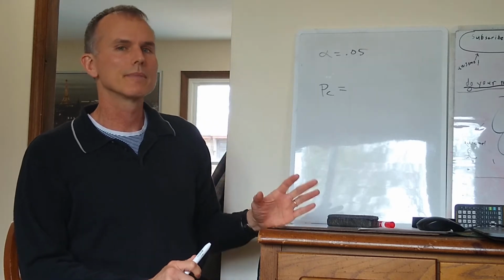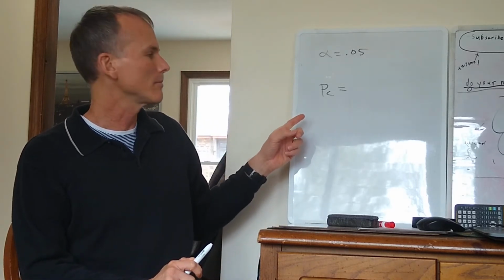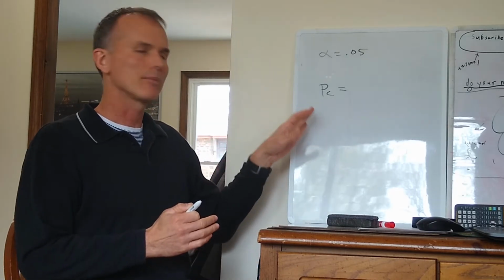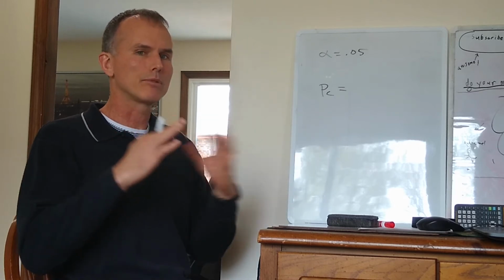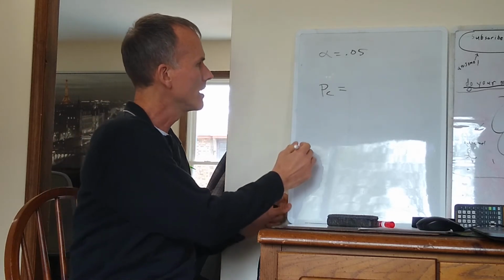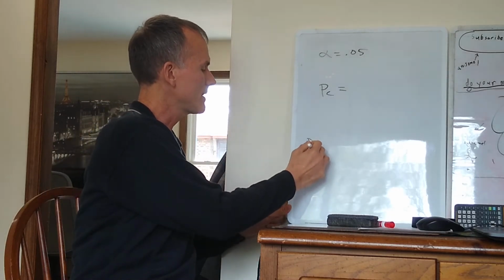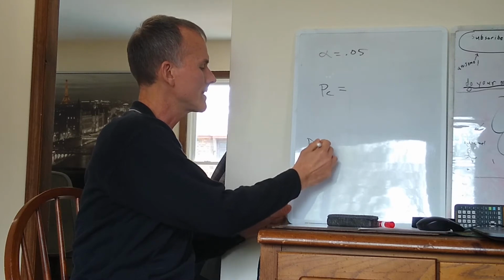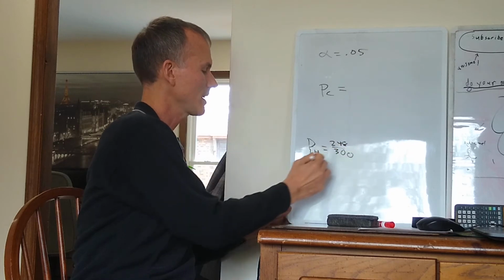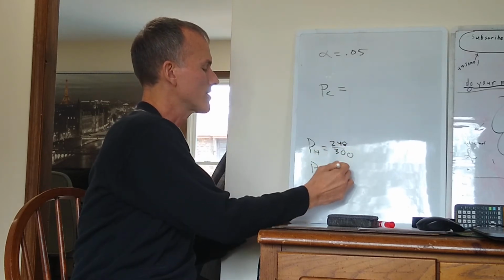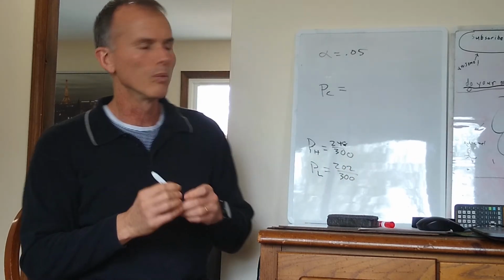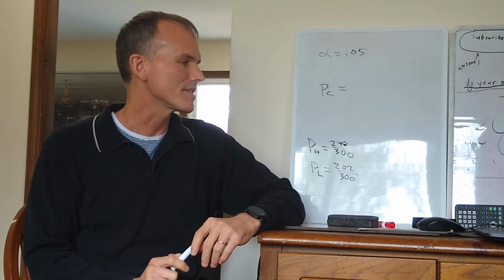Characteristics, and we were in the middle of a hypothesis test. If you remember, we were at the point where I was going to introduce a new sample characteristic called P sub C. I'm going to rewrite this up here. P sub H we had written down was 248 out of 300, and P sub L was 202 out of 300. We'll need those to calculate P sub C.